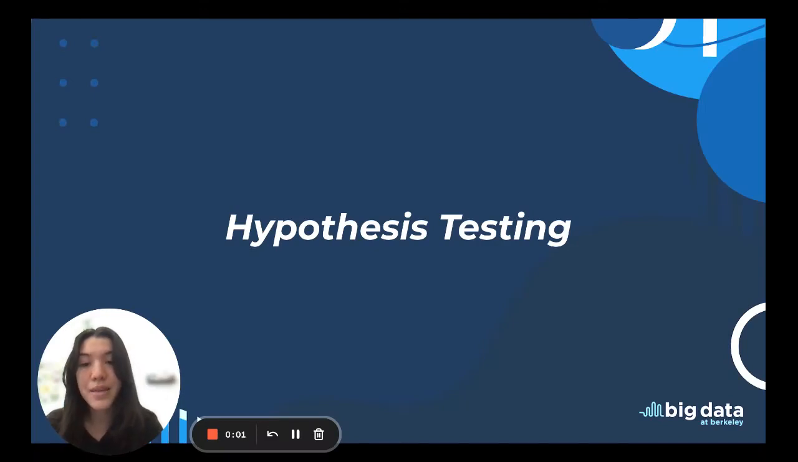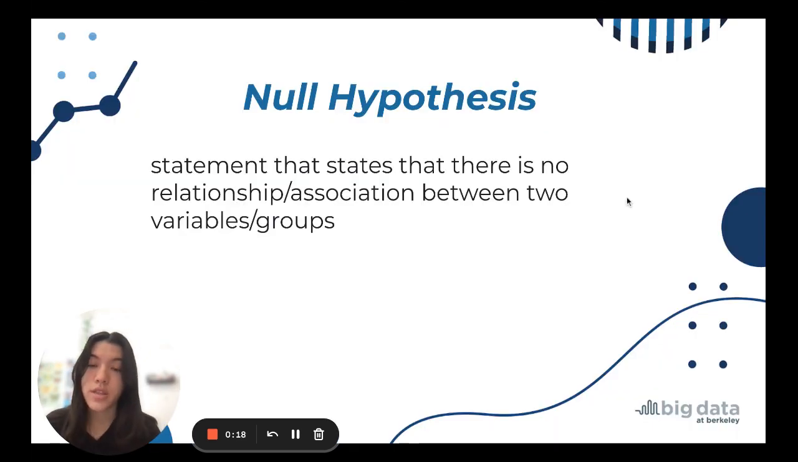So now that we've learned the basics of probability, we'll now move on to another statistical concept, hypothesis testing. Hypothesis testing is used to analyze data to see if the data sufficiently supports a certain hypothesis. And there are two hypotheses that we will go over. The first of which is the null hypothesis. The null hypothesis is a statement that states that there is no relationship between two variables in the data.